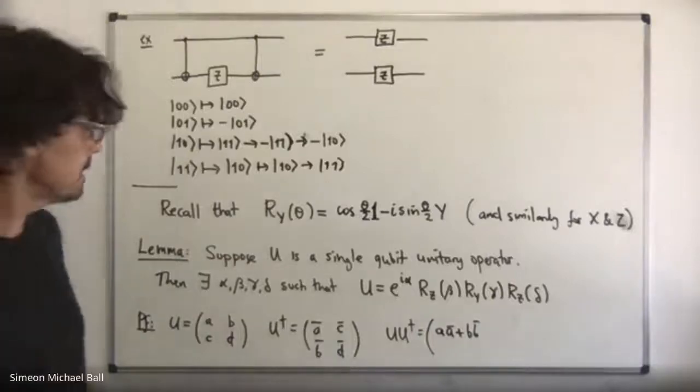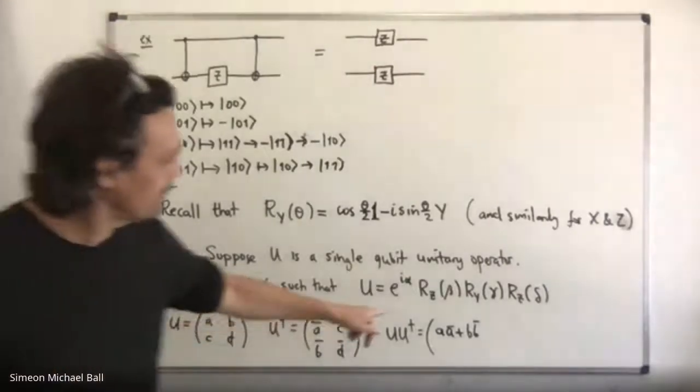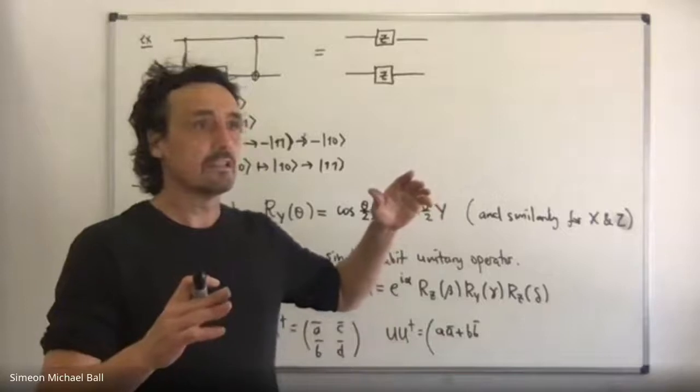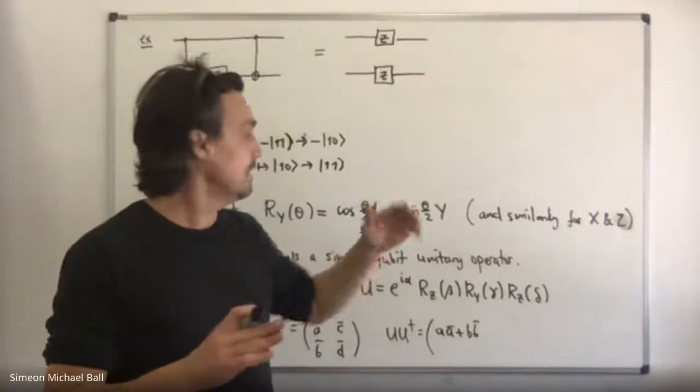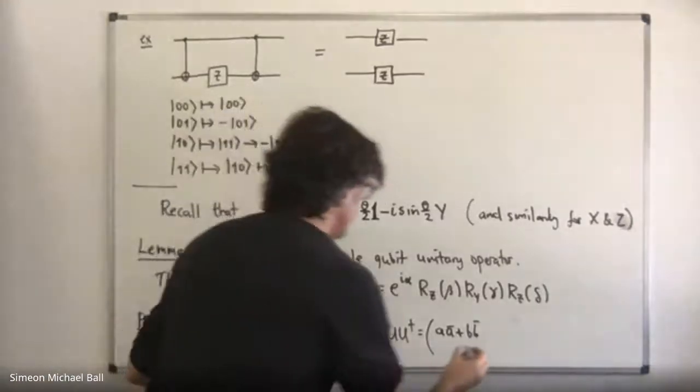Wait, is the first Z supposed to be an X or is it correct that it's a Z? No, it's a Z. It's a Z? There's no X? Oh. Yeah, no, there's no X. Oh. No, because if you think about the Z, well, you'll see why it's a Z.